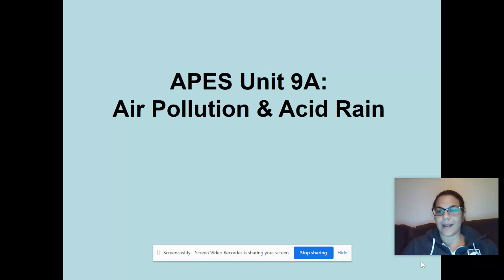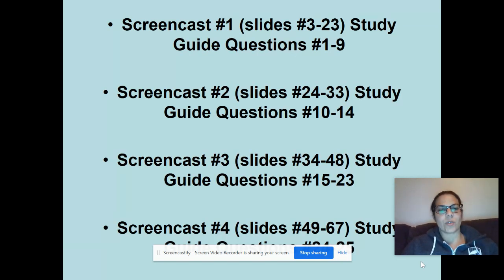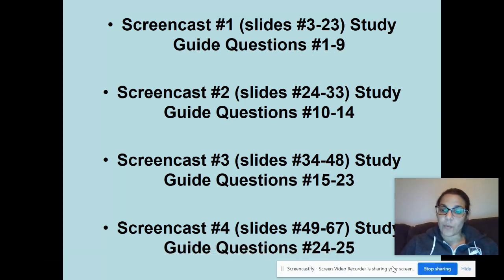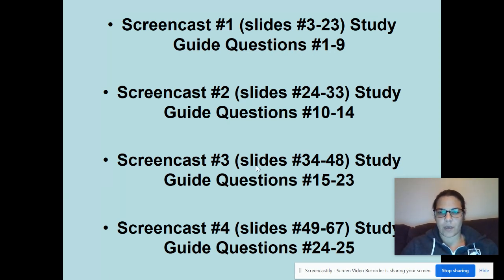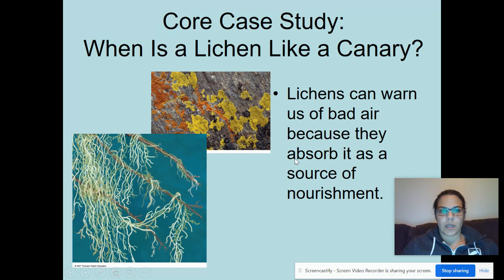So we're doing air pollution and acid rain. Ironically enough, if you've seen any of the effects of coronavirus around the world on air pollution, the results are absolutely insane. So when you guys do your lab, or at the end of this unit, I'm going to put together a little PowerPoint for you about the air pollution and corona. It's broken down into four screencasts. They all have study guide questions that go along with them, like we did last time. Okay, so here we go.